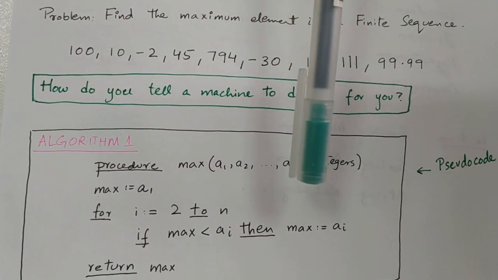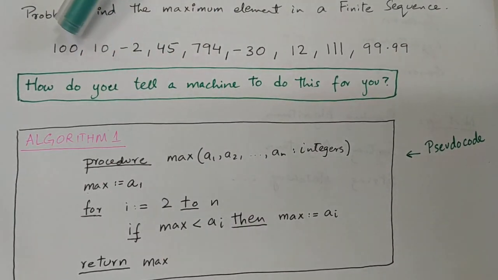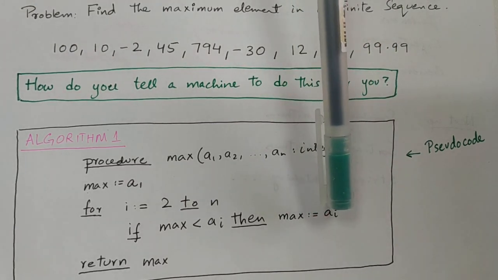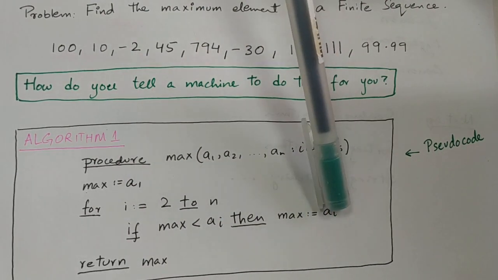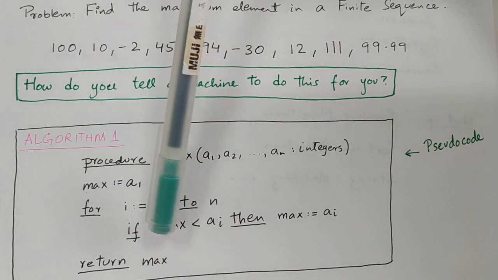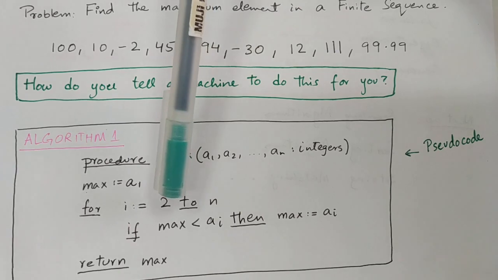It decides that no, my A1 is not less than A2, and therefore I will not process this next step. That is, I won't assign the value of A2 to max. So this statement is false. I'm not going to process this, and I'm going to move to the next value of I. Let's see what happens when I goes to the next value.